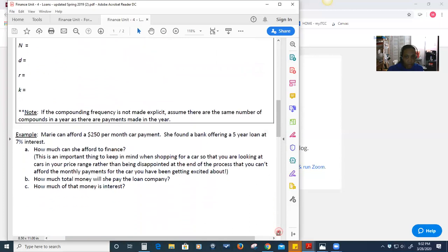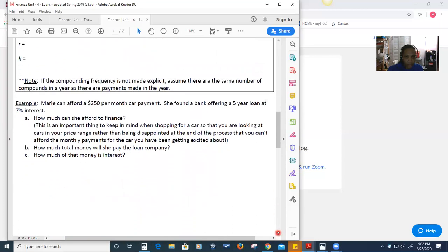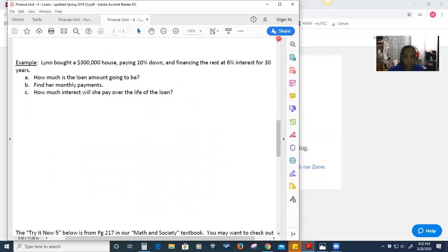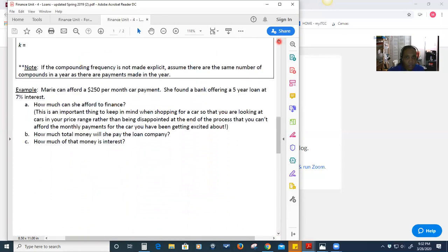Where we're making some calculations with the loans formula. All right, here we go. Marie can afford a $250 per month car payment. So Marie is going out to buy a car. She found a bank offering a 5-year loan at 7% interest.